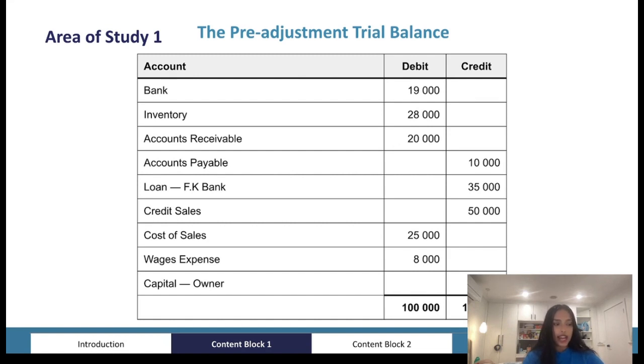Then beside each account name is the balance of that account at the end of the period. If the account has a debit balance, then that balance amount is under the debit column, and if the account has a credit balance, then that balance amount is under the credit column. Then you can see in the bottom line there are the totals. So we have the total of all debit balances and the total of all credit balances.